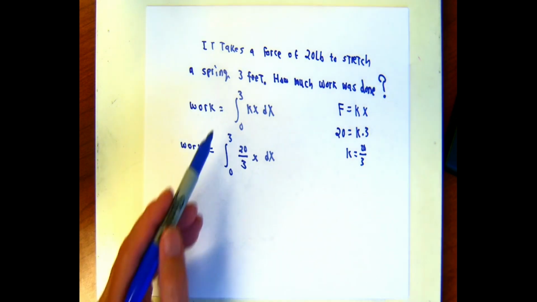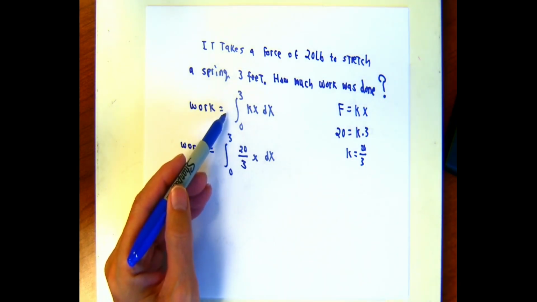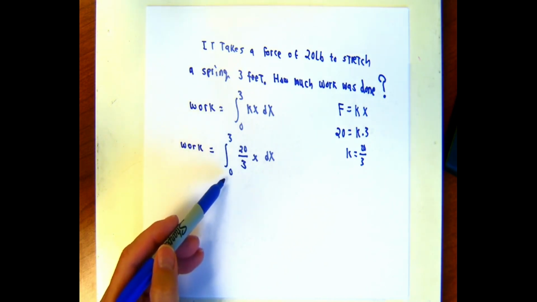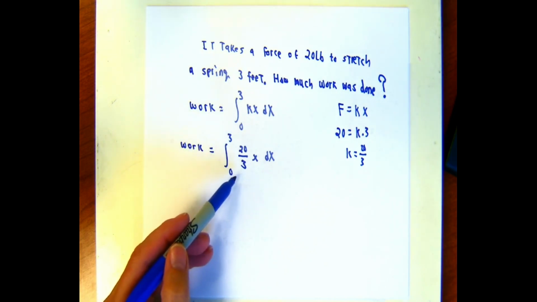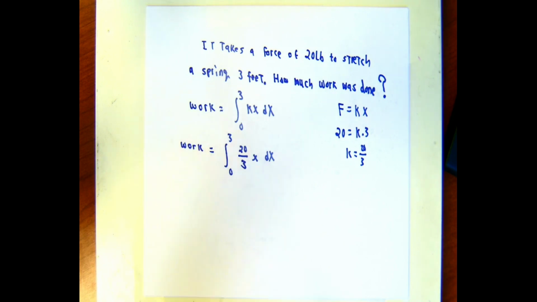So the integral that you need to do in order to calculate the amount of work is the integral from 0 to 3 of 20/3 times x dx. Doing this integral is straightforward. An antiderivative is 20/3 times 1/2 x squared. I'll combine the fractions into 10/3 times x squared. Putting the limits of integration in, we found out that the amount of work needed is actually 30 foot-pounds.